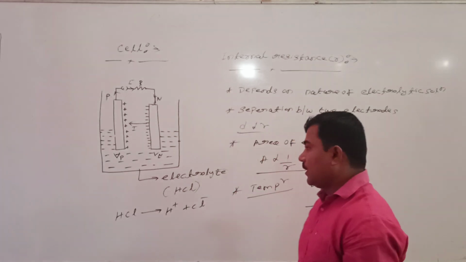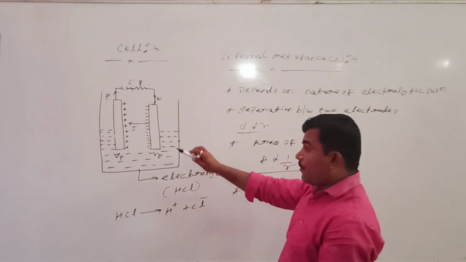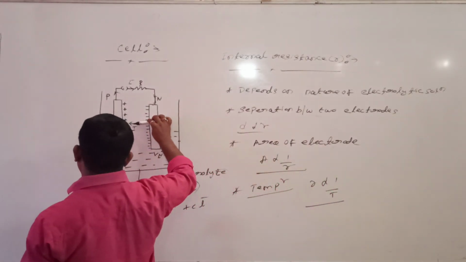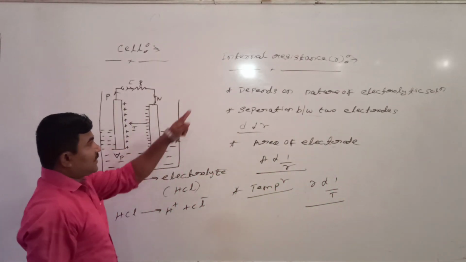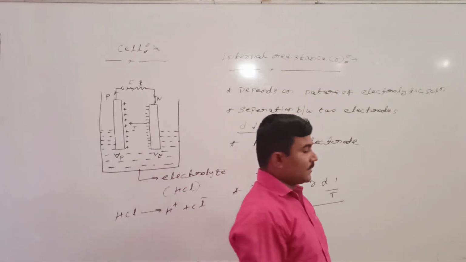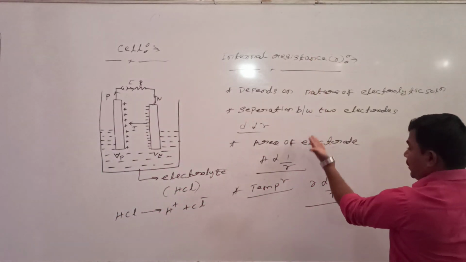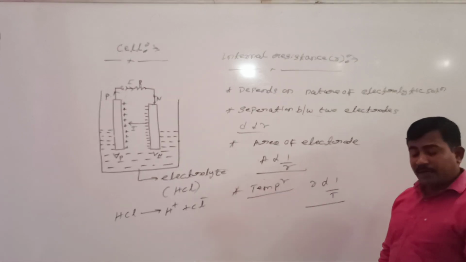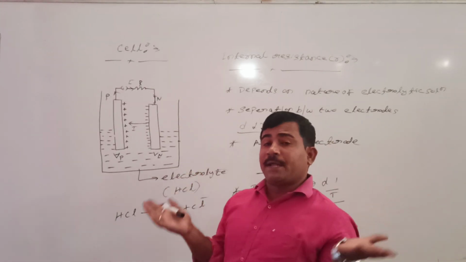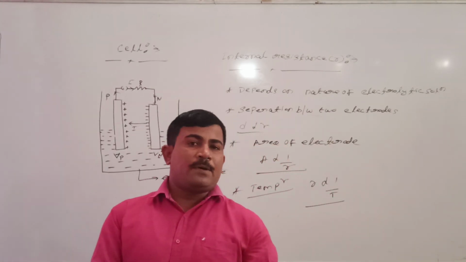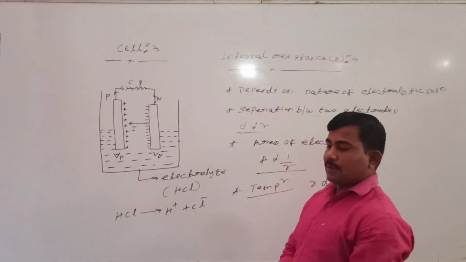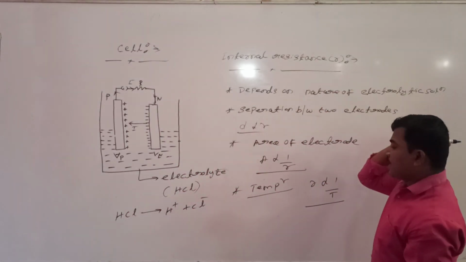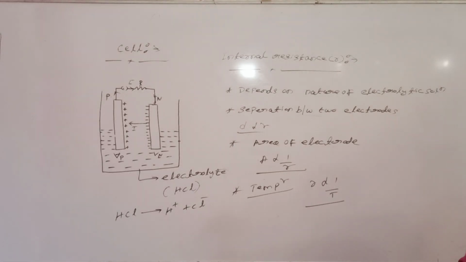What we said: internal resistance is simply the opposition offered by the electrolytic solution to the flow of current. That we call internal resistance, and these are the factors on which it depends. But if the cell has internal resistance along with EMF, how do we represent it symbolically? See here, how can we represent it symbolically?